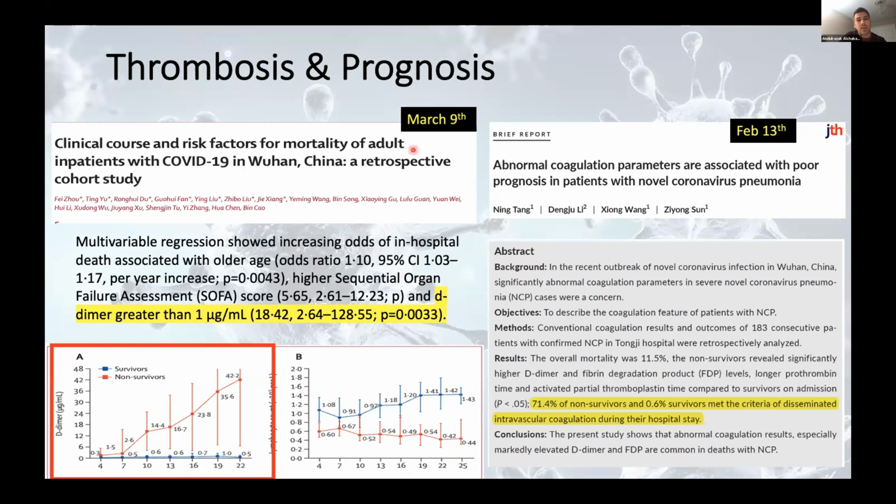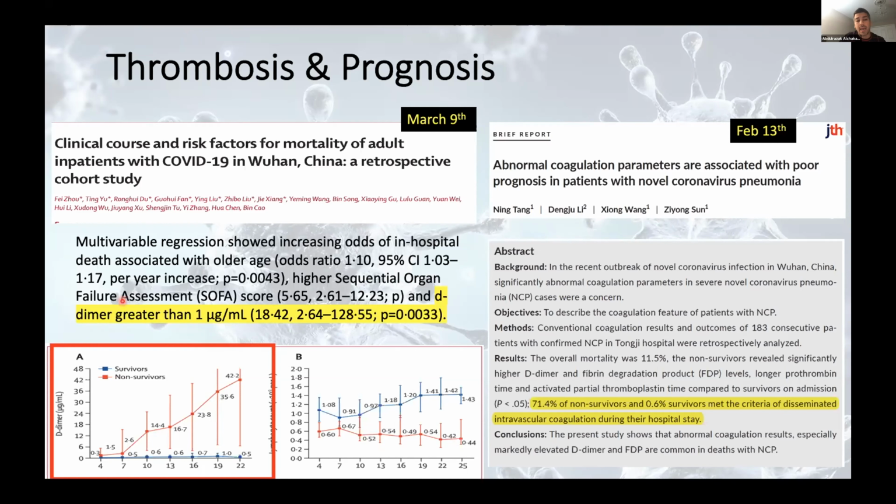And if you look at the study on the left side here, this is the study by Zhu, and it was released in March. If you look at that figure here, it described the temporal increase in the D-dimer in those patients during their disease course. And when they did the multivariable regression analysis, they found a remarkable association between elevated D-dimer above 1 microgram.